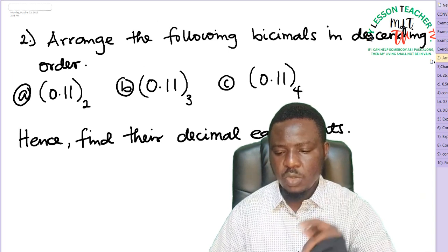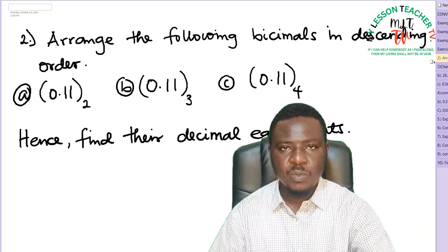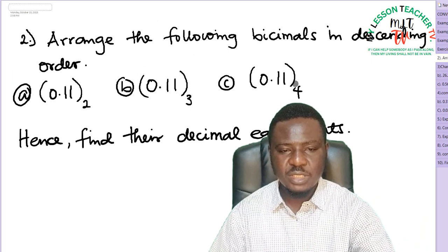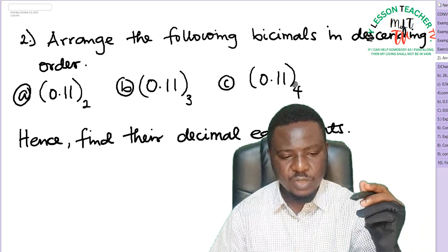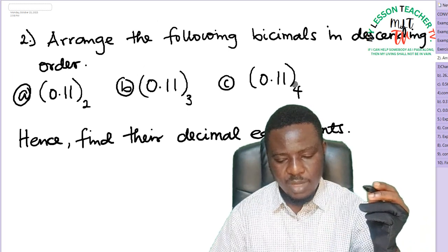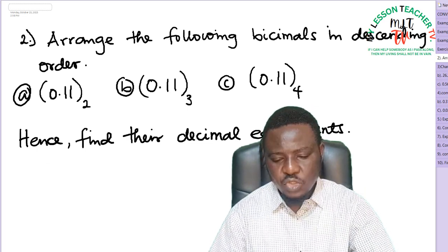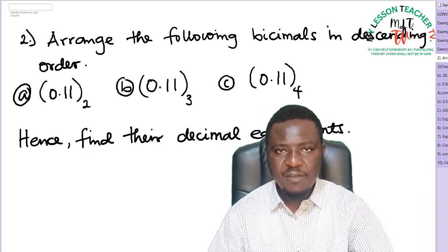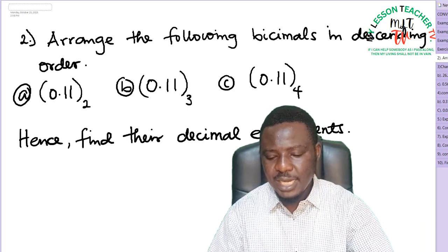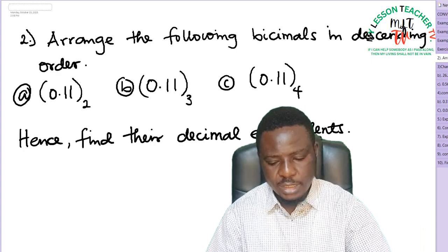Exercise 2, you are asked to arrange the following decimals in descending order. So you have to identify which of them is the greatest and arrange them in the order of decreasing numbers. And we are asked to hence find their decimal equivalent. What I would advise you do is to first of all convert each of them to base 10. Thereafter, that will inform you on which is greater. Then you arrange them in either ABC or BCA or CAB, whichever way it is.